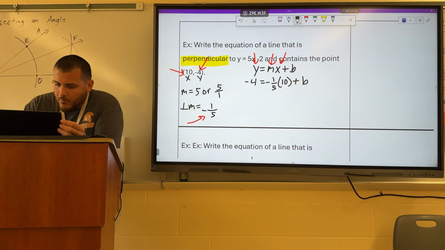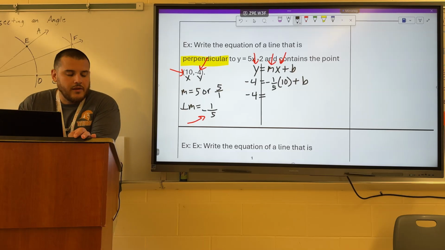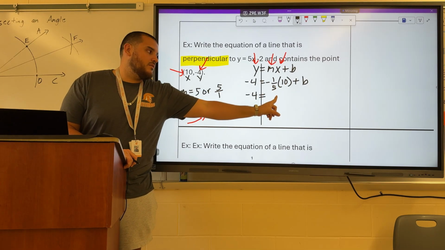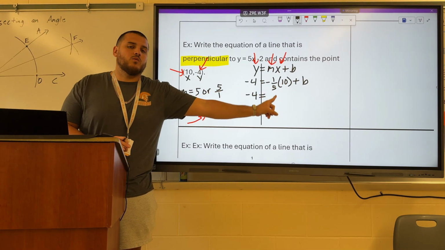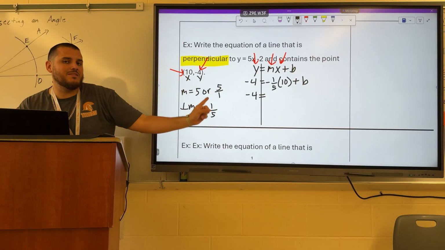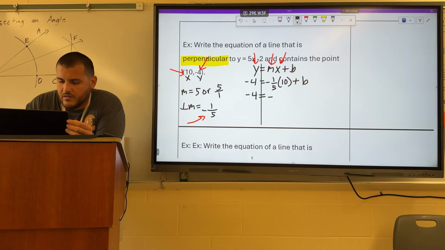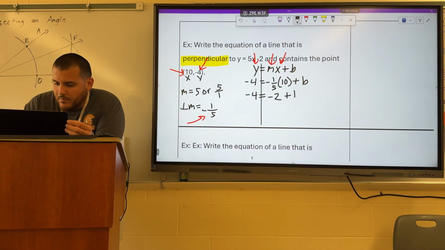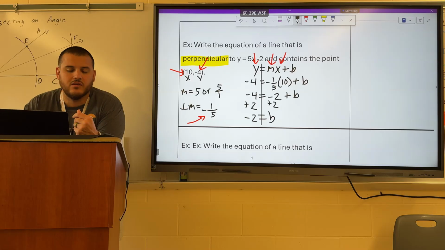So remember, from here we're multiplying by these fractions. We're doing negative 1/5 times 10. And the way that we can do that is take our whole number value, multiply it by the numerator, and then divide by the denominator. So 10 times 1 divided by 5 is 2, and it's a positive 10 times a negative 1/5, so that would end up being a negative 2 here. Now I can get that b alone by using my addition property of equality, adding 2 to both sides. I get a y-intercept of negative 2.